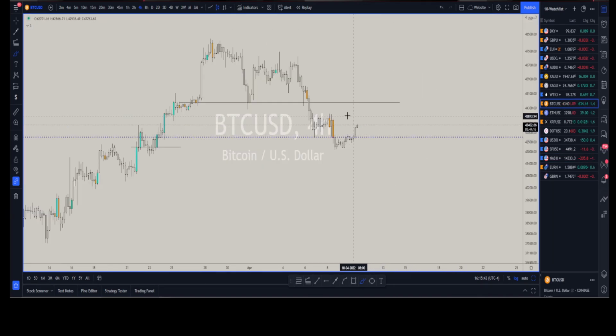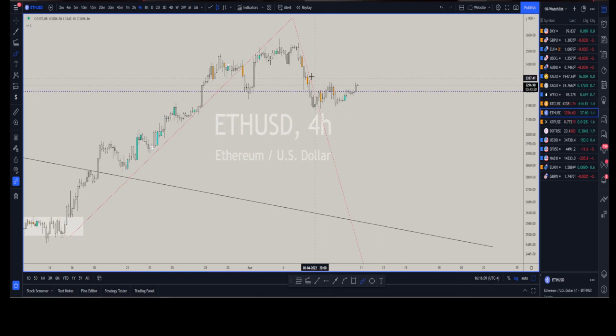BTC looking for a retracement towards this area, breaking out these highs, filling a price around the 44,545 area before continuation of the down move. ETH the same thing, towards these areas above this high and continuation of the down move.